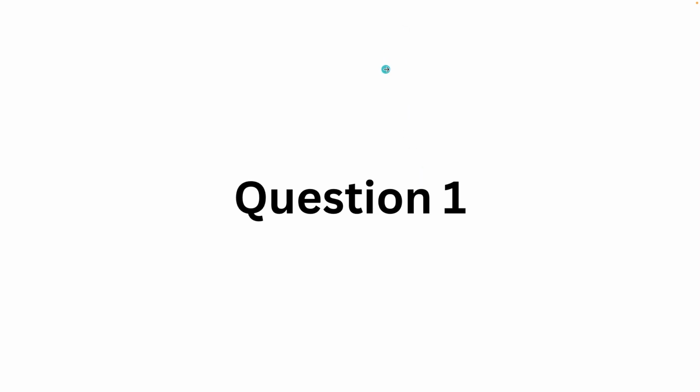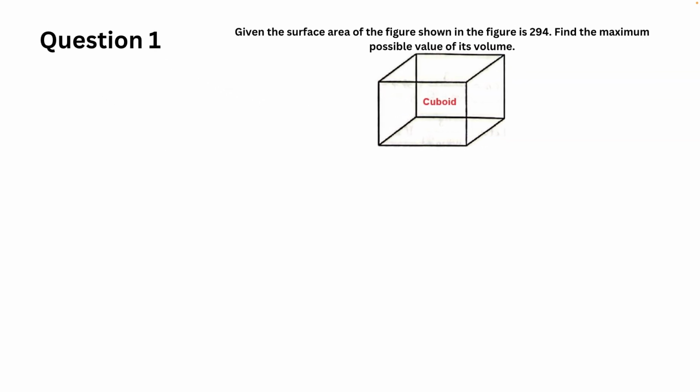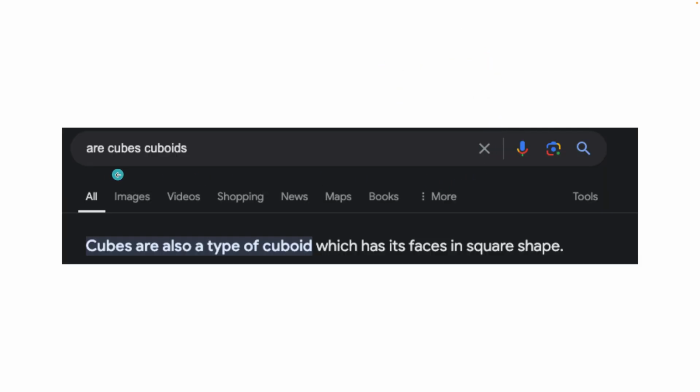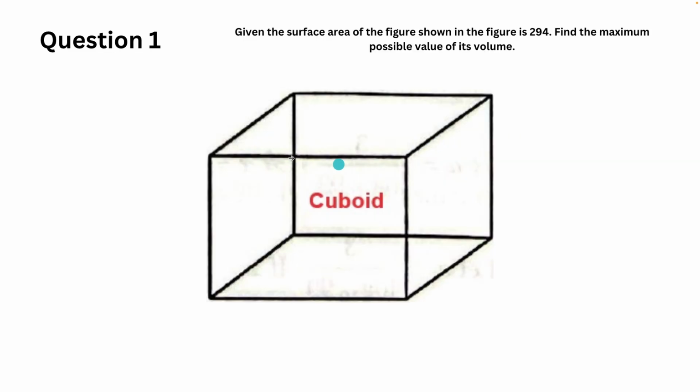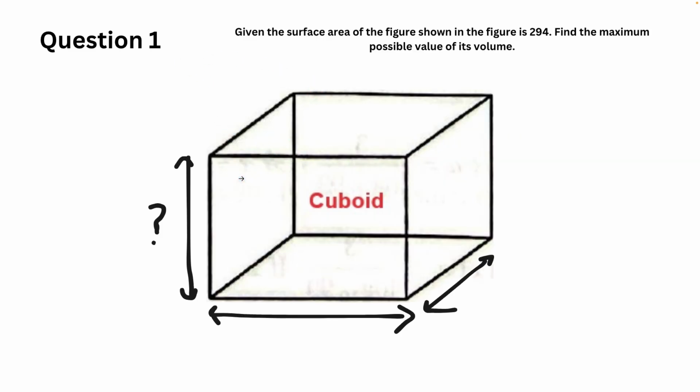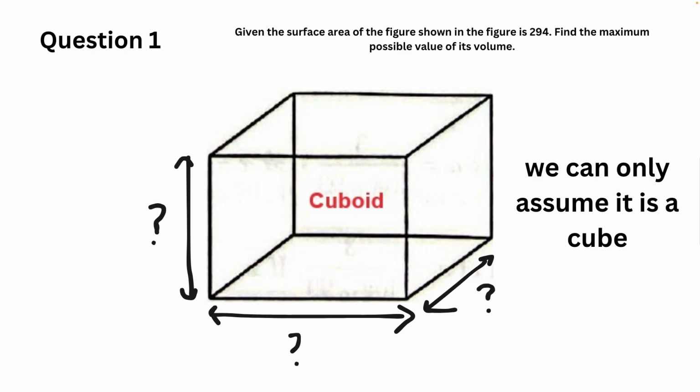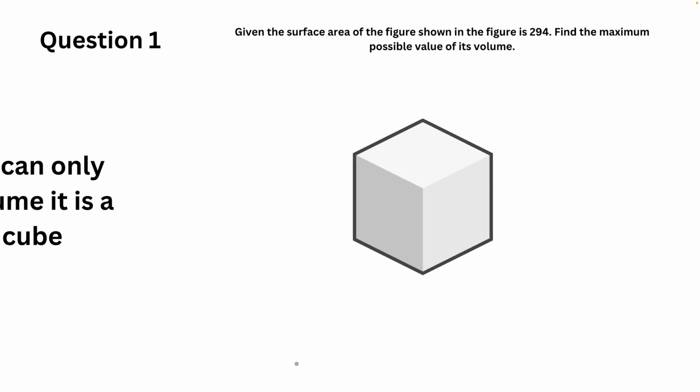Solution. Alright, so let's move to question 1. Given the surface area of the figure shown is 294, find the maximum possible value of its volume. So if you guys didn't know, cubes are also a type of cuboid. Since they didn't give us any measurements like the height, the length, the width, we can only assume it's a cube. So this is a cube.